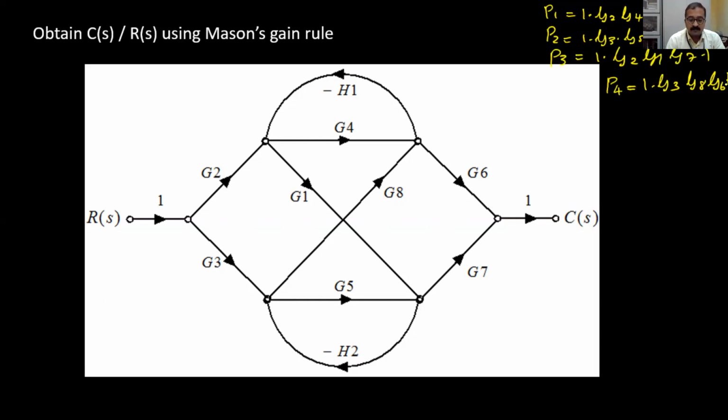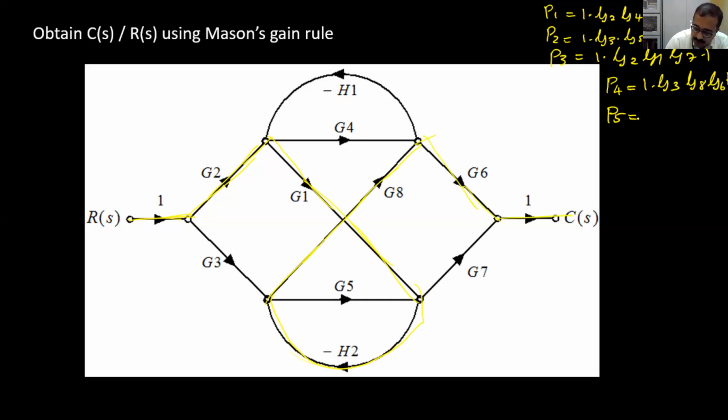Tell me, are there any other possible forward paths? No? Yes, there are. There are 2 more possible forward paths. Which are they? 1, G2, G1, minus H2, G8, G6, 1. Okay? This path, 1, G2, G1, minus H2, G8, G6, 1. That is another possible forward path.